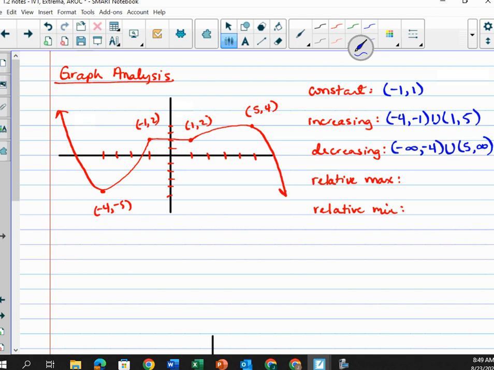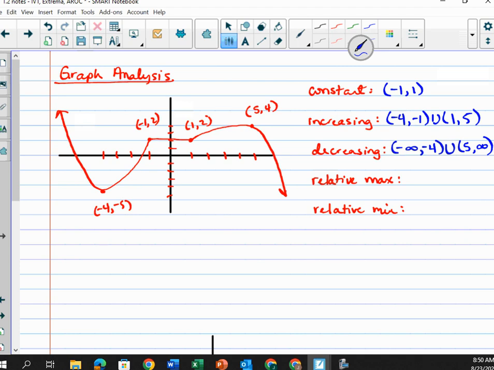All right, now relative max, relative min. So your maximums and minimums, there's a few different names that we use here. Absolute max and min means like the absolute highest or absolute lowest a graph can ever go. This graph, because it has arrows on both ends, will not have an absolute max or min, okay? Because infinity and negative infinity, those are not max or min.